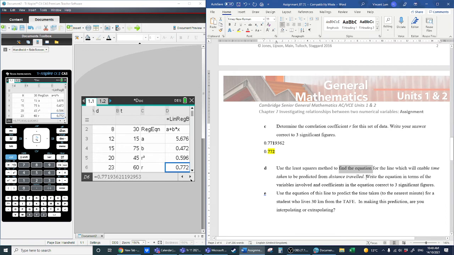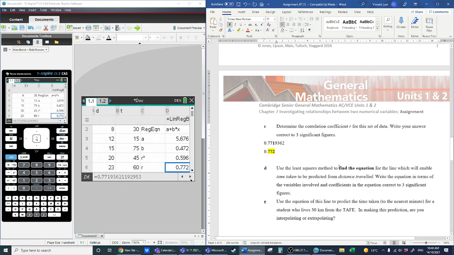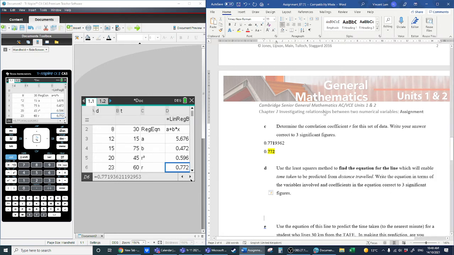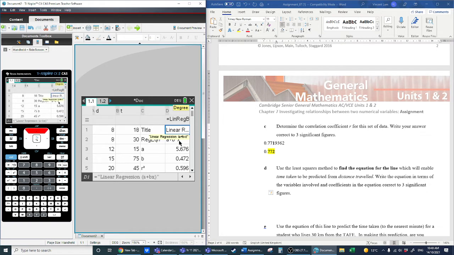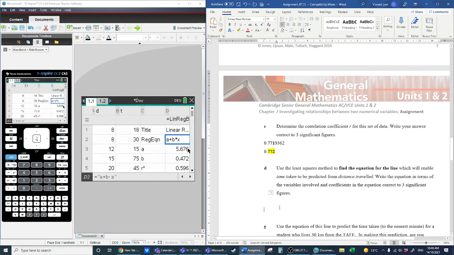In this case, this question says find the equation for the line. Everything else to me is filler. I don't need to do all that. Most importantly, find the equation of the line first, and then write the equation in terms of the variables involved, and then 3 significant figures. So we need to find the equation. The equation is here. It's already given to us. You should all know that the equation is y equals mx, well, in this case, sorry, a plus bx. So you just copy that.